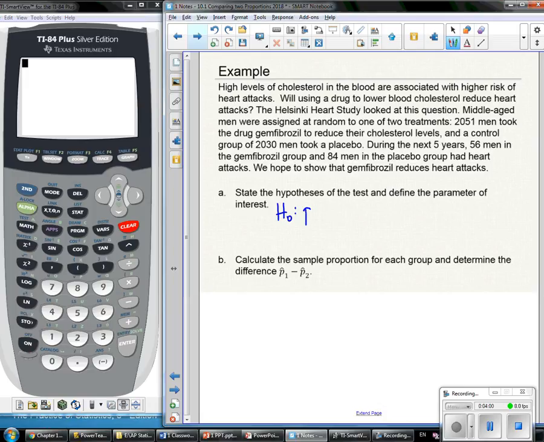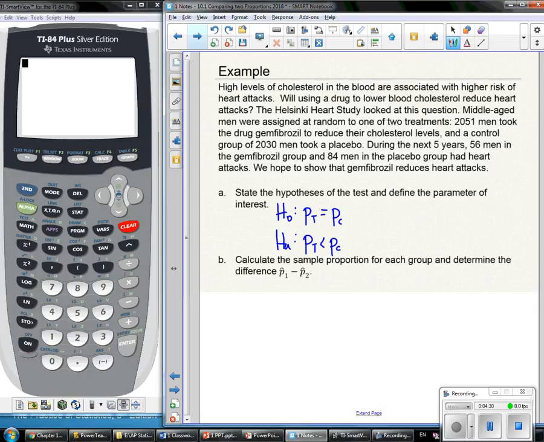So I would say something like the proportion of heart attacks in my treatment group is the same as the proportion of heart attacks in my control group. And my alternative hypothesis, I'm suspecting that hopefully this gemfibrozil pill will reduce the rate of heart attacks. So my hope is to find evidence that the proportion in the treatment group is less than the proportion of heart attacks in my control group. So this is one way to set up your null and alternative hypothesis.